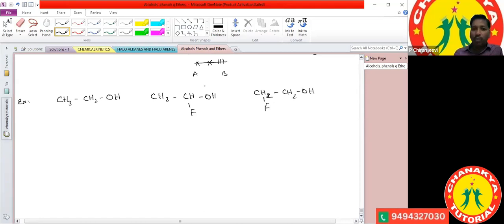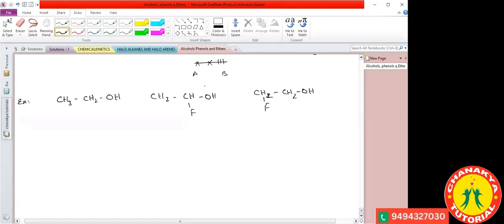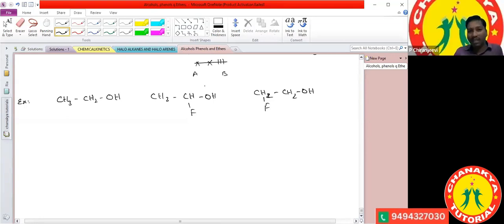So which one is more acidic in nature? In these three, which one is more acidic? First one, second one, or third one? Sir, I think second one. Second one is more acidic, because the distance between the electron withdrawing group and the functional group is less, so it becomes more acidic.